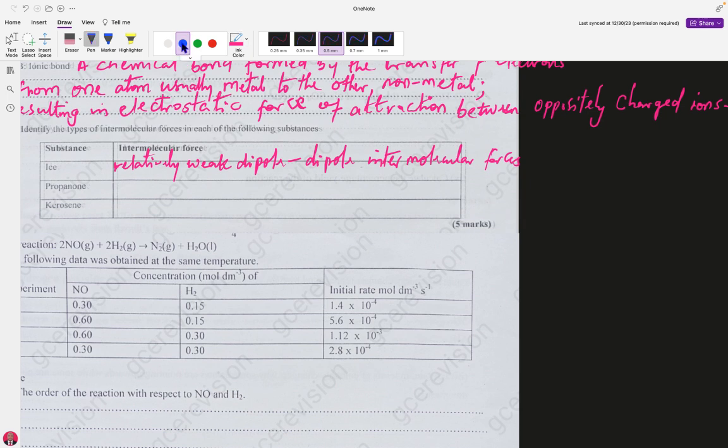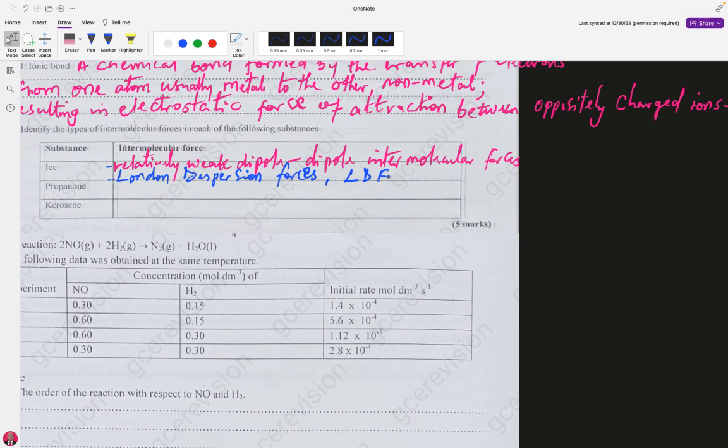Secondly, I'm giving two because you can choose. This is one, and this is two: London dispersion forces, LDF. So that is another force that you can get there.